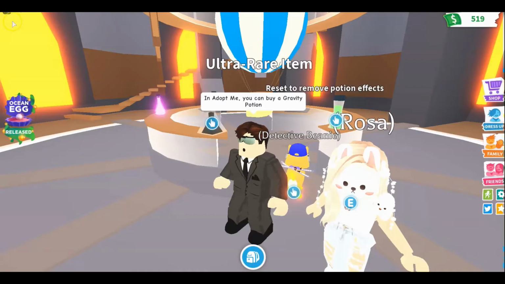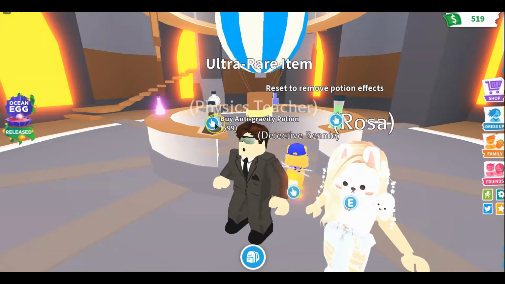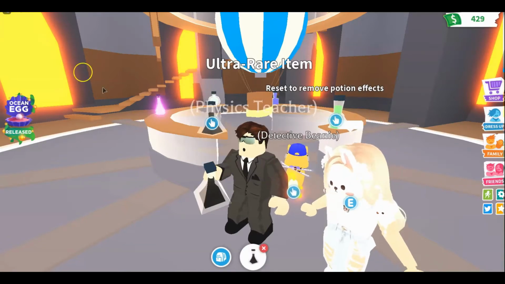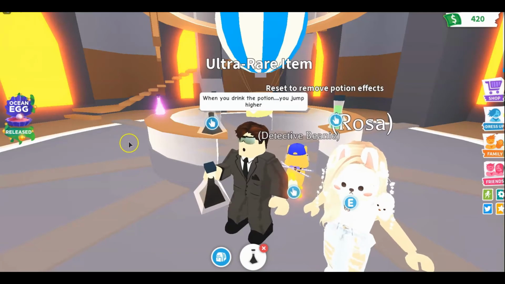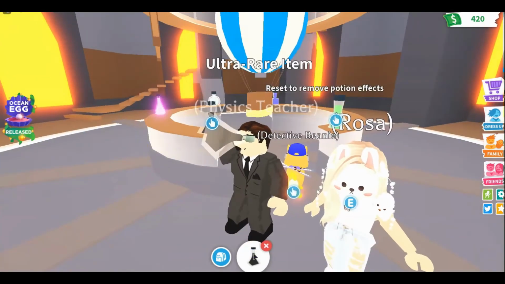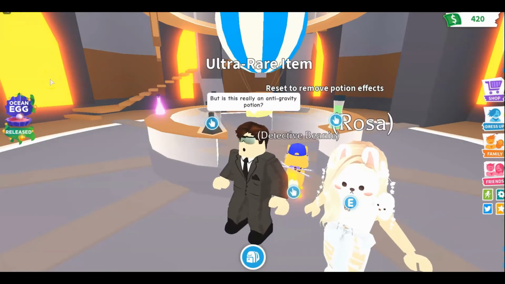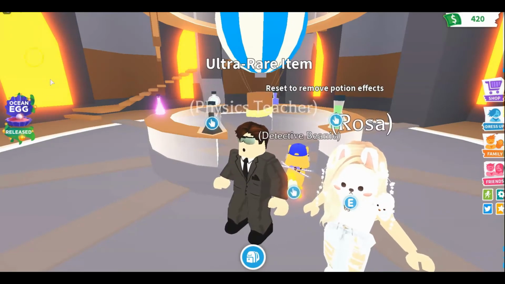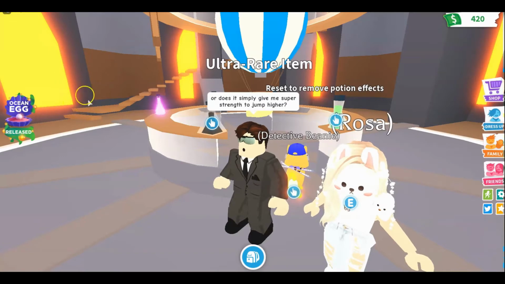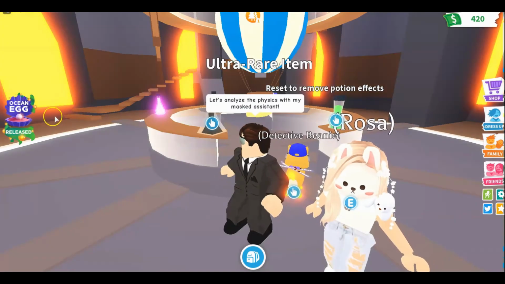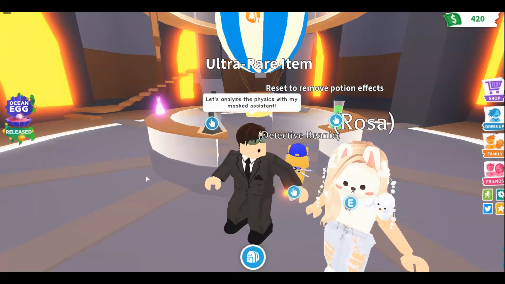Alright, so there's a Roblox game called Adopt Me where you can buy an anti-gravity potion. My question is, does this anti-gravity potion actually reduce gravity for you? Or does it simply give you super strength to be able to jump with a greater initial velocity? This is what we're going to test.